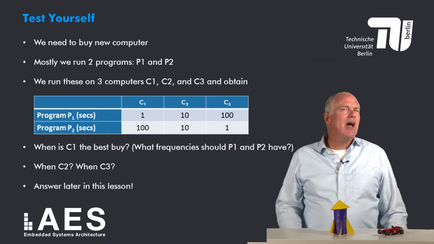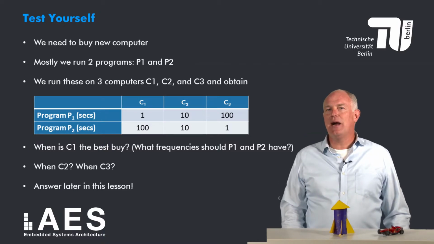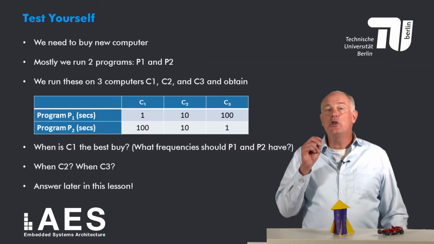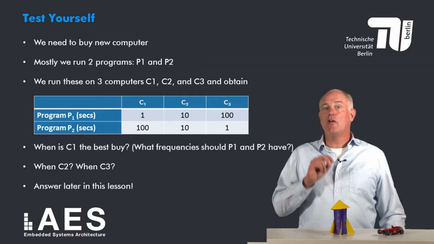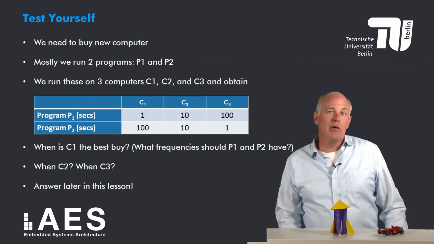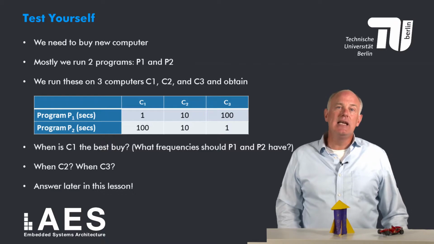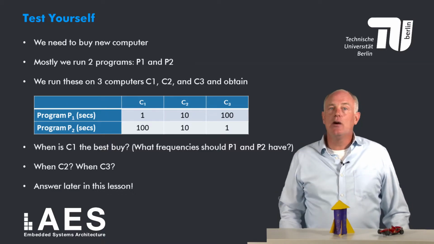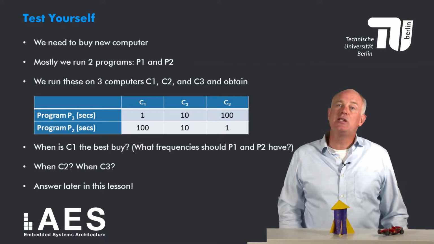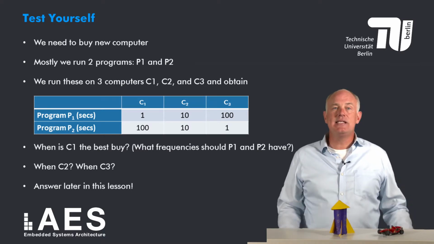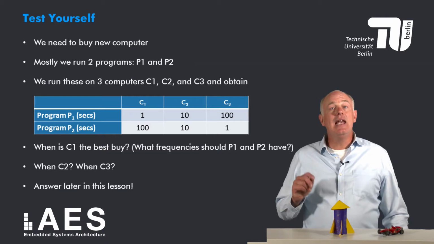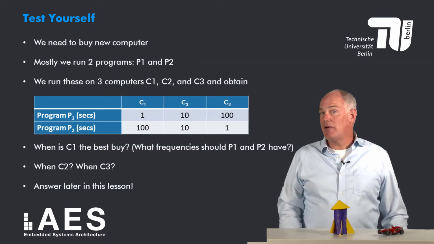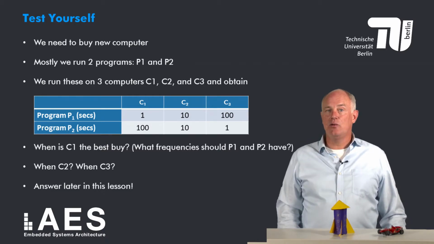Now the question is, when is C1 the best buy? In other words, what should be the execution frequencies of P1 and P2 so that the weighted arithmetic mean is the least, the smallest for C1? Similarly, under which conditions is CPU C2 the best buy and when is C3 the best buy? Later in this lesson, I will provide a partial answer to this question.